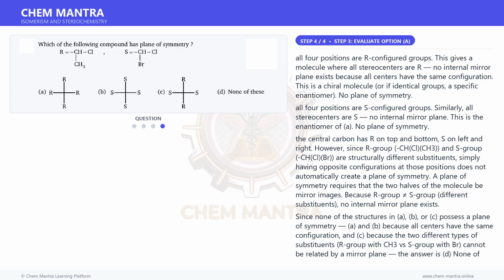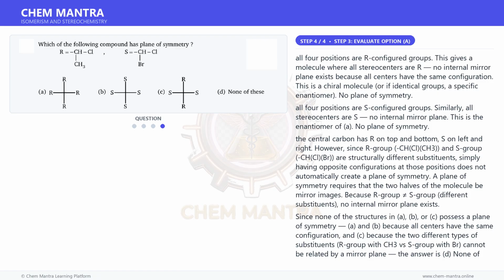This gives a molecule where all stereocenters are R. No internal mirror plane exists because all centers have the same configuration. This is a chiral molecule, or if identical groups, a specific enantiomer. No plane of symmetry. All four positions are S-configured groups. Similarly, all stereocenters are S, no internal mirror plane. This is the enantiomer of A.